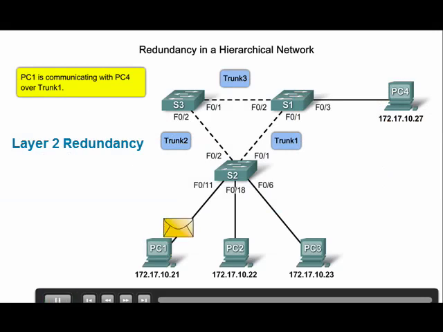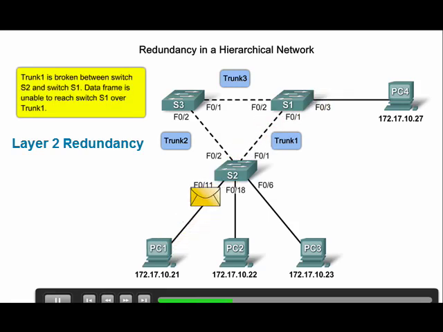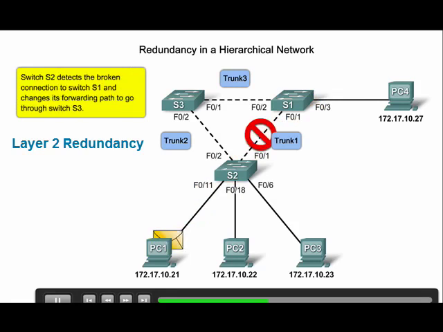In this animation, you can see that trunk 1 is used to deliver frames from PC1 to PC4. However, notice there's another possible path that uses trunks 2 and 3. If trunk 1 fails, the alternate path automatically is activated to reduce network downtime. The mechanism that enables this to occur is Spanning Tree Protocol.